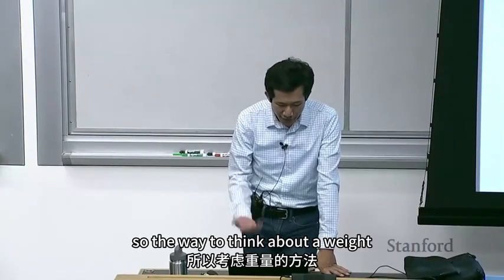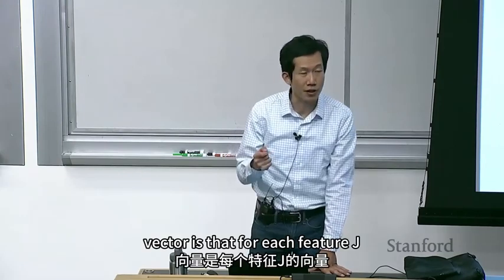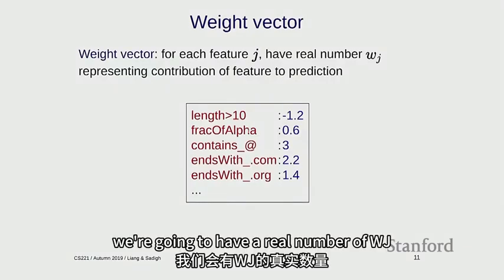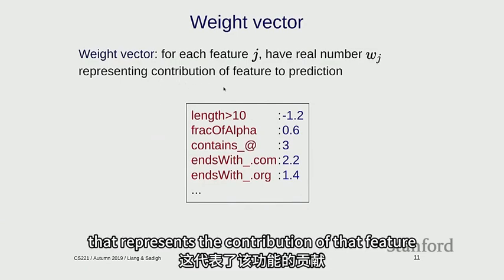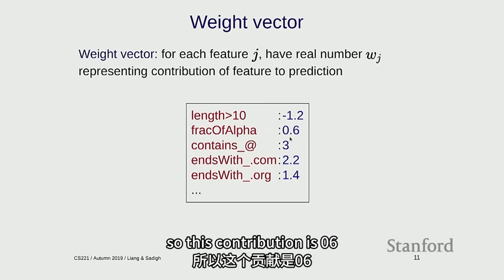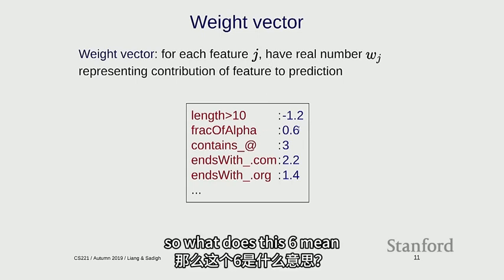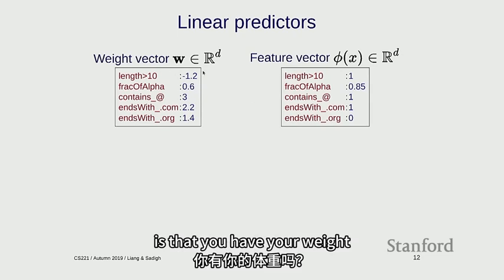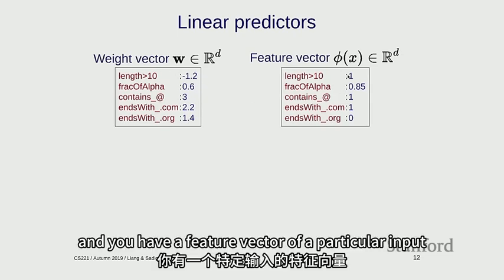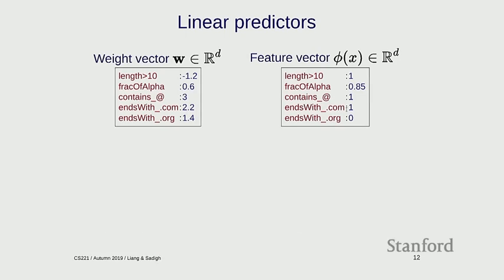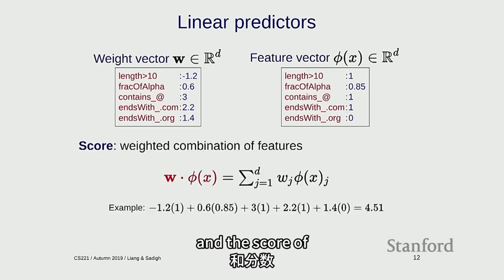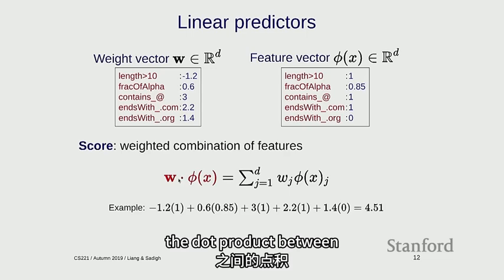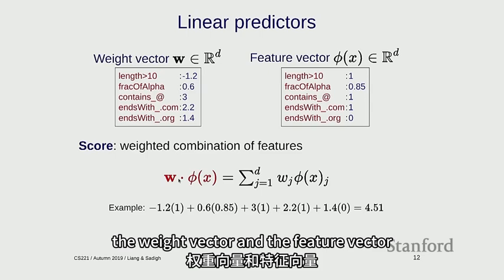Okay, so the way to think about a weight vector is that for each feature j, for example, fraction of alphanumeric characters, we're going to have a real number, wj, that represents the contribution of that feature to the prediction. So this contribution is 0.6. What does this 0.6 mean? You have your weight vector, and you have a feature vector of a particular input, and the score of your prediction is going to be the dot product between the weight vector and the feature vector.